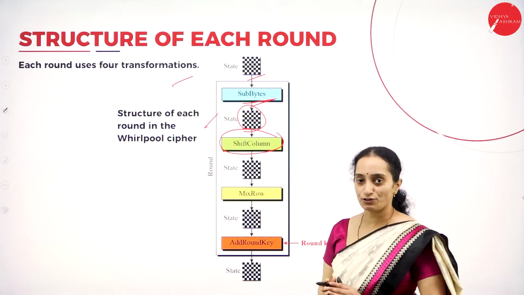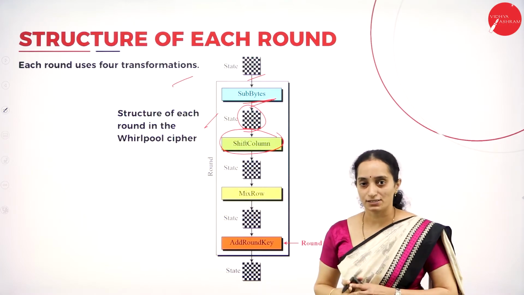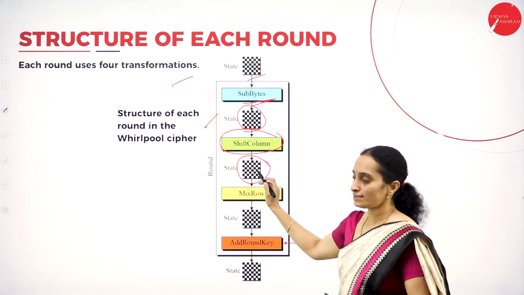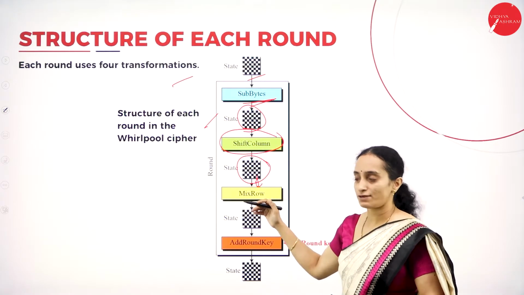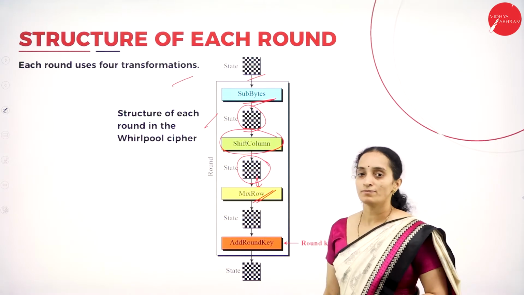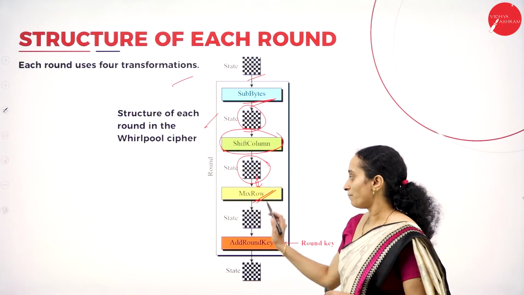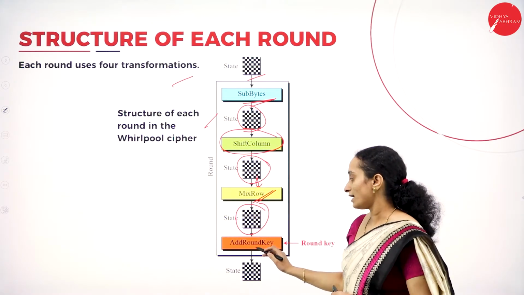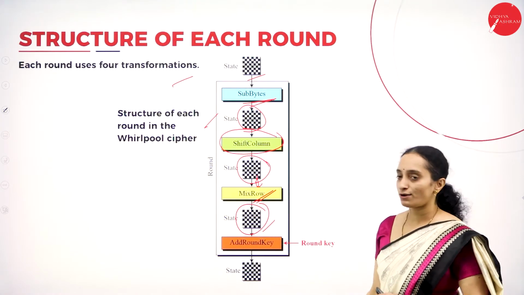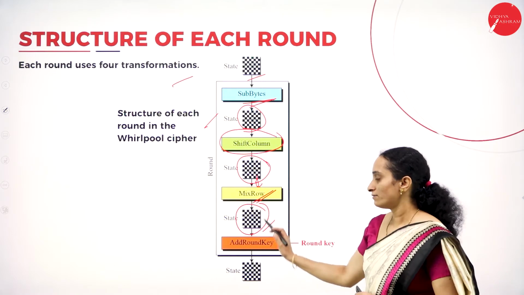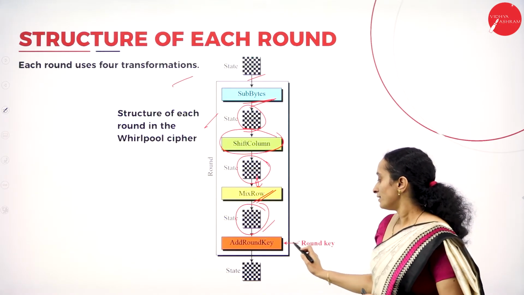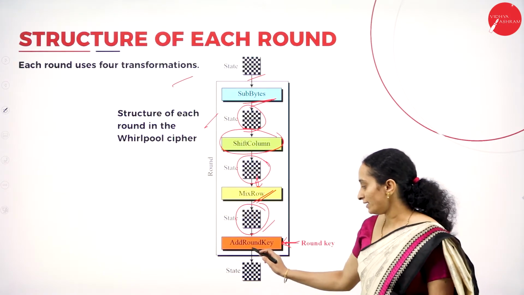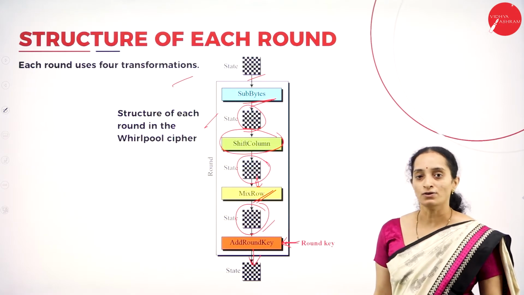Then we get the shift column function. Shift column shifts the columns. Then again the same block is converted to state. In the next step, again the state is converted to block and the mix row function is applied to it, and again it is converted to state. In the last step, the add round key method will be applied with the block from the state and with a round key. So the key is added only in the add round key method, which converts it into state.